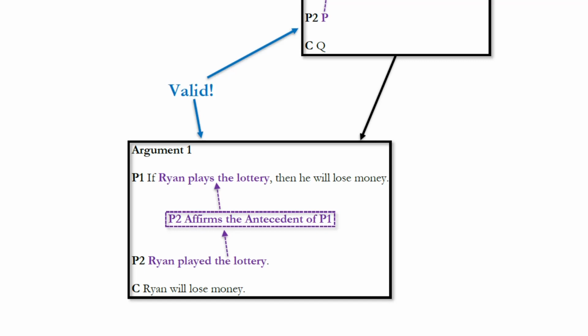Let's consider two valid arguments that take the Modus Ponens form. The first example is one of our original four examples. Argument 1. If Ryan plays the lottery, then he will lose money. Ryan did play the lottery, therefore Ryan will lose money. The first premise establishes that Ryan playing the lottery is a sufficient condition for him losing money. Therefore, since premise 2 affirms that Ryan played the lottery, it follows validly that Ryan is going to lose money.